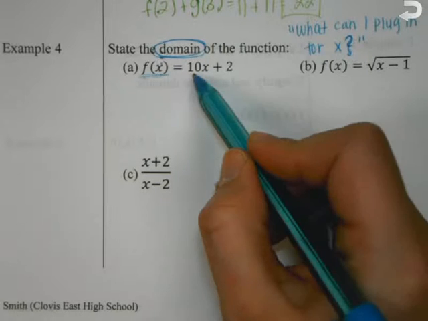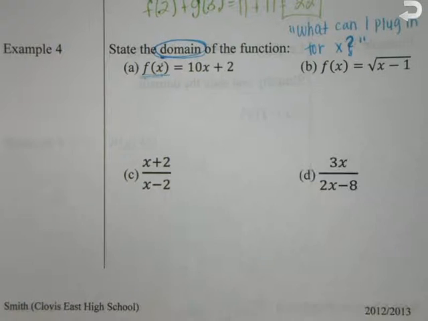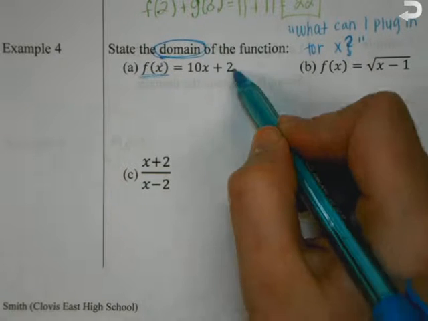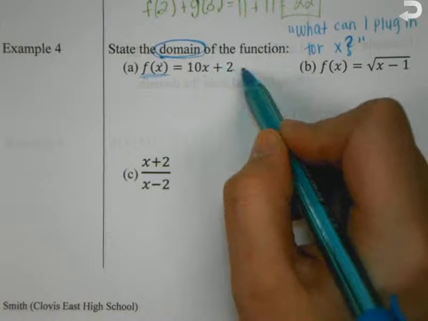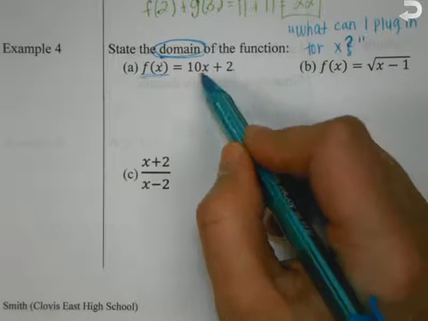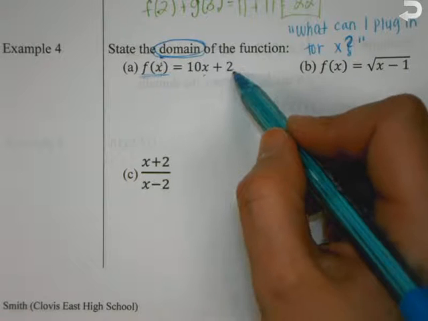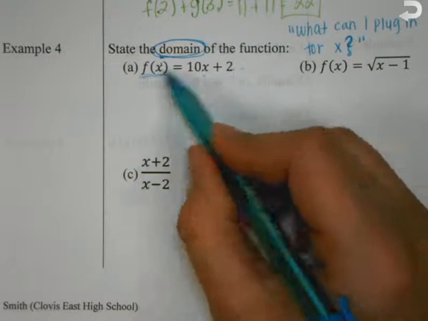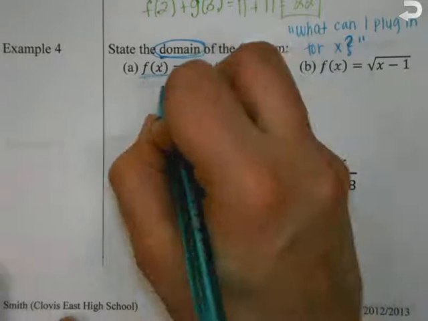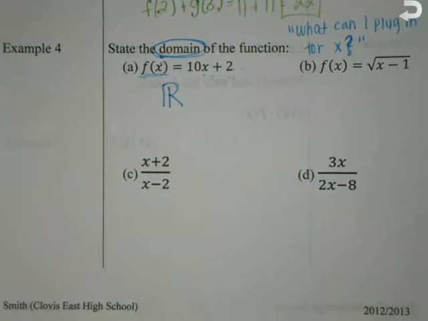I can plug anything in for x and get a real number in this one, right? I could plug in 1 for x and get a real number. Could I plug in -5 for x and get a real number? Could I plug in 1,050 for x and get a real number? Yeah. So I have no restrictions. So my domain would be all real numbers. I can plug in any number I want and I would get a real number as my answer. Now these last three, I am restricted a little bit.